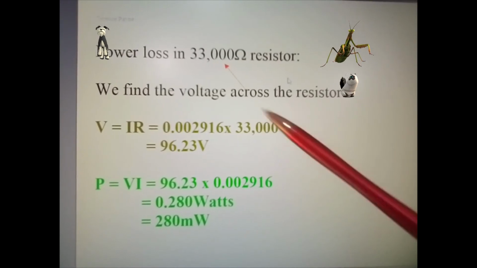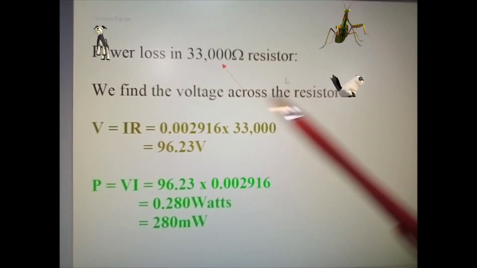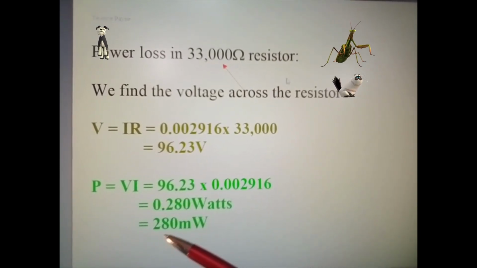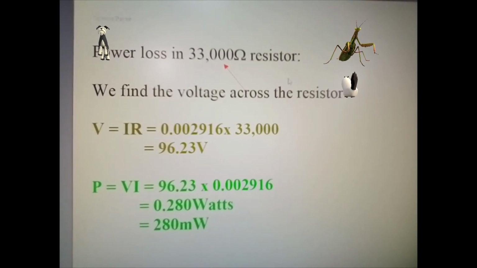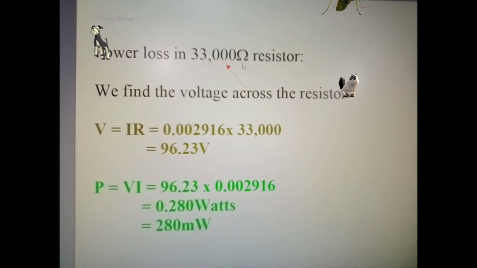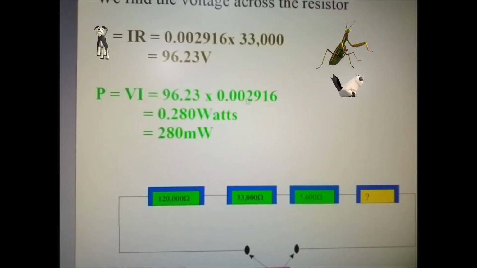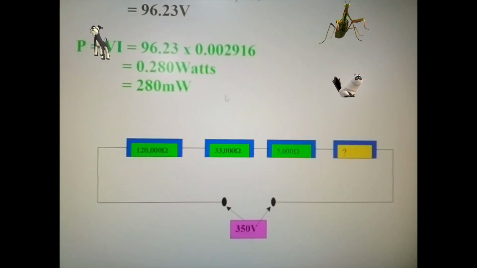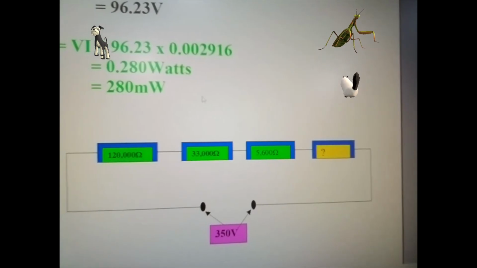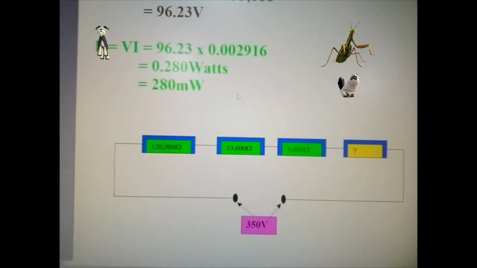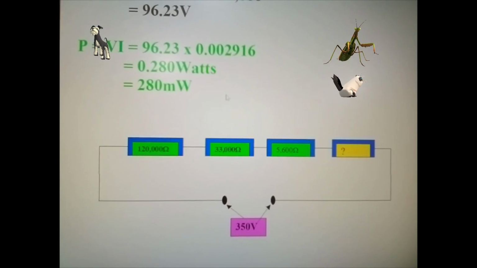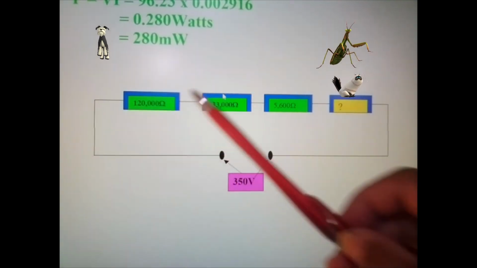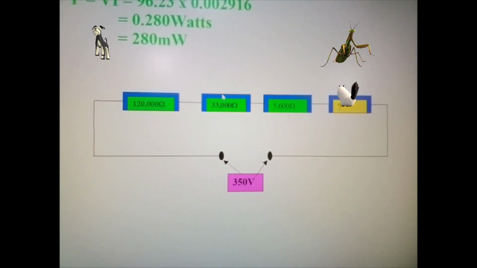Now, power loss in the 33,000 ohm resistor. We find the voltage across the resistor, 96.23 volts, so P equals V times I, about 280 milliwatts. Okay, and all I've done here is just draw a diagram that represents our circuit in question.